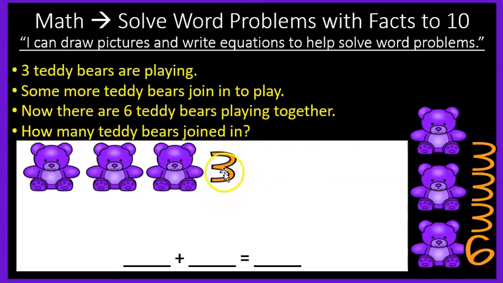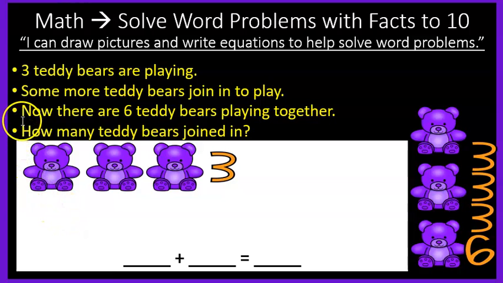So right off the bat, you're probably recognizing that this 3 is going to come here again. Now, let's read the second sentence. Read it with me. Some more teddy bears join in to play. So boys and girls, what this means again, we're going to have to add some more teddy bears here. We don't know how many to insert just yet because we have to keep reading.